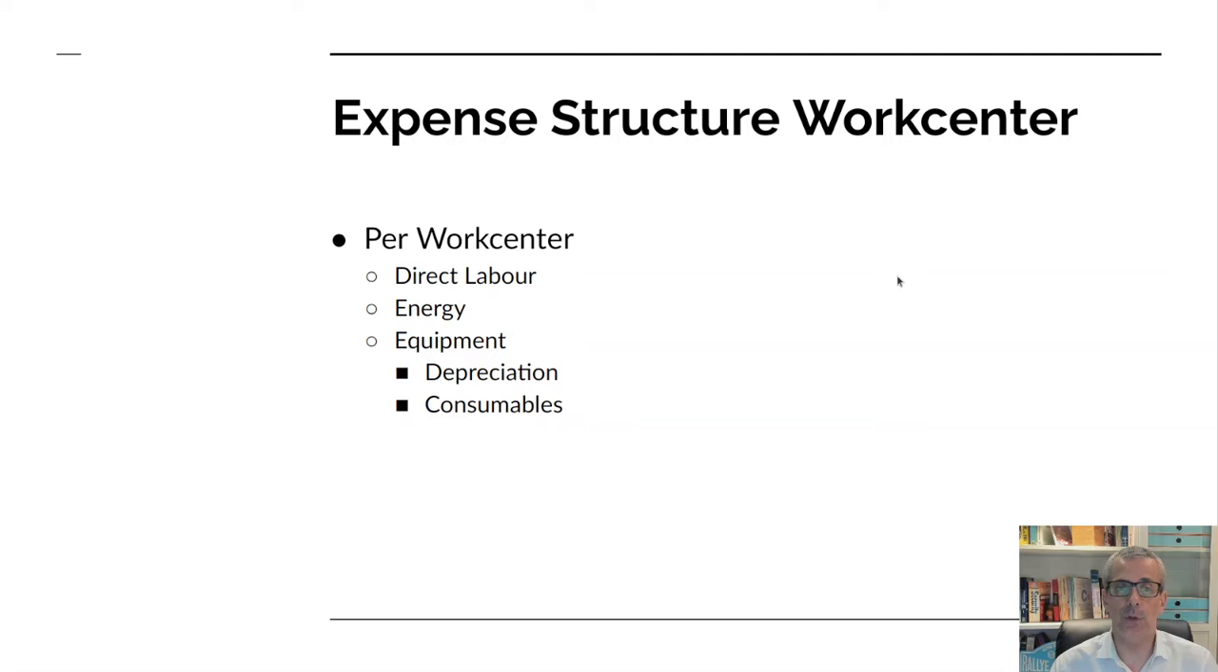Now, for you to understand what costs you have in the production, you need to break it down per work center. You need to find a way of splitting direct labor, energy and equipment per work center, for example. There could be other expenses I'm not listing here. This is just an example. For direct labor, Odoo records every time somebody starts and stops a work order. That can give you an idea of how many hours that person works directly on the production in each work center.